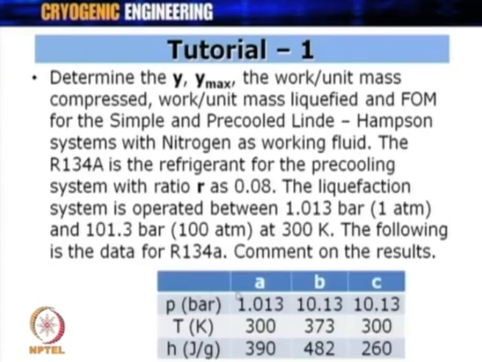The data for R134A is given in terms of points A, B and C. A, B, C refer to the conditions you saw earlier in a pre-cooled circuit. That could be called 1, 2, 3, 4, whatever you want, but this is in reference to the circuit which I have already shown to you. The point A is at the entrance of the refrigeration compressor, which is at 1 bar or 1.013 bar. The point B is after compression, which is 10.13 bar. That means a pressure ratio of 10 at this point.